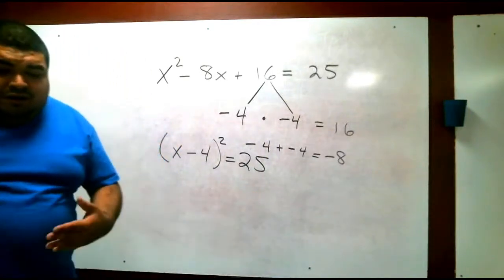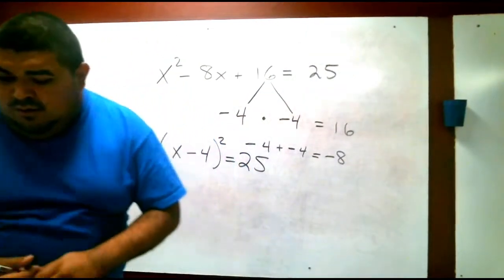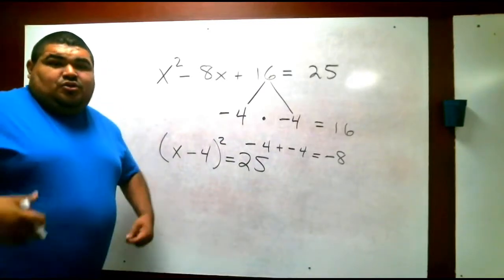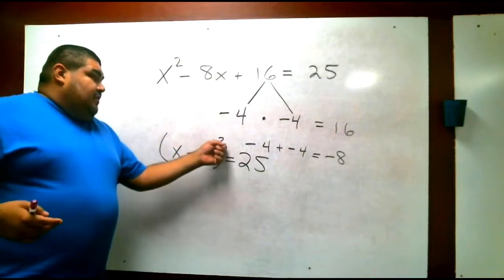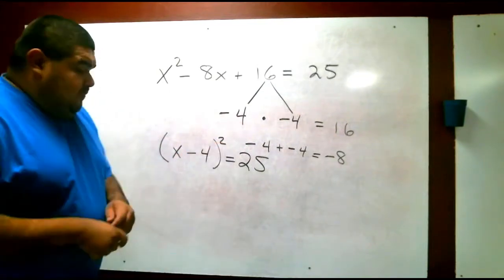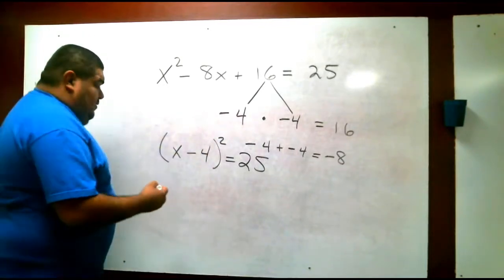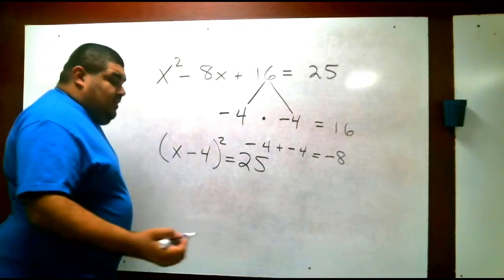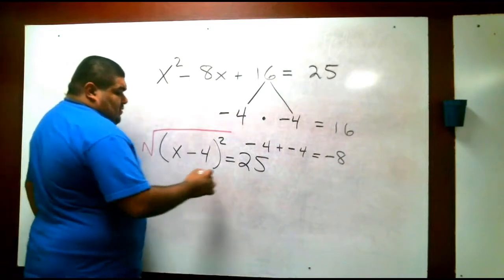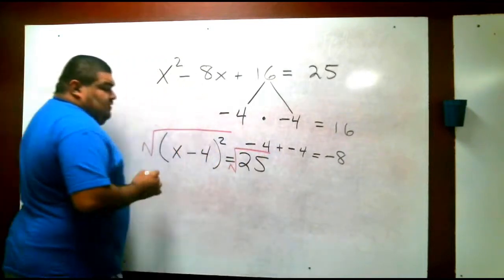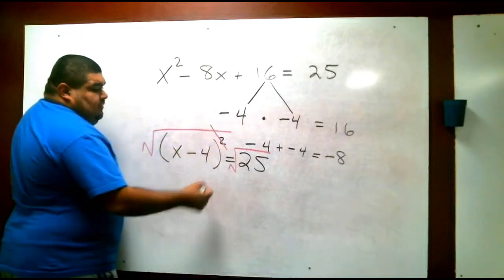The way you solve problems like this, when you're dealing with the square, is this: the way we get rid of the 2 there is that the opposite of a square is actually a radical. Whatever you do to one side, you have to do to the other. The radical and the square cancel out.